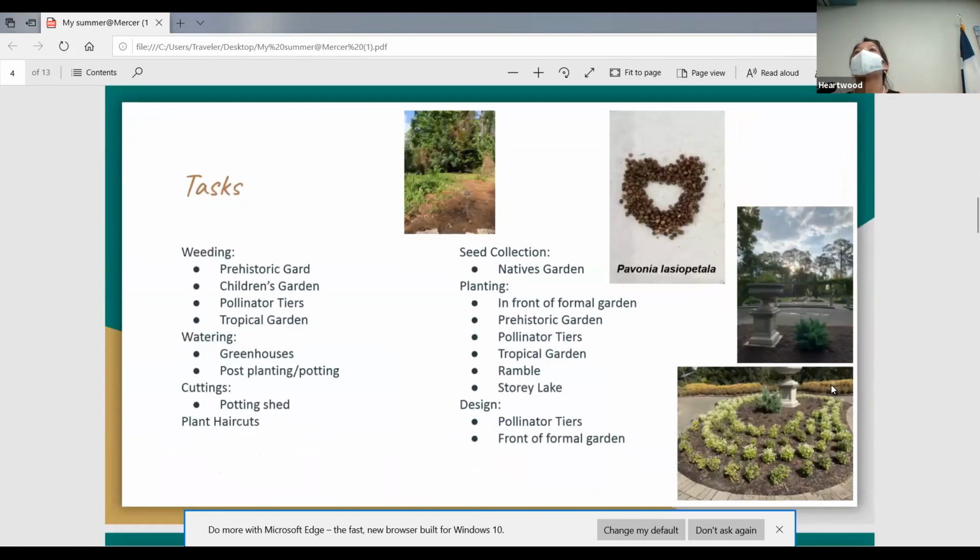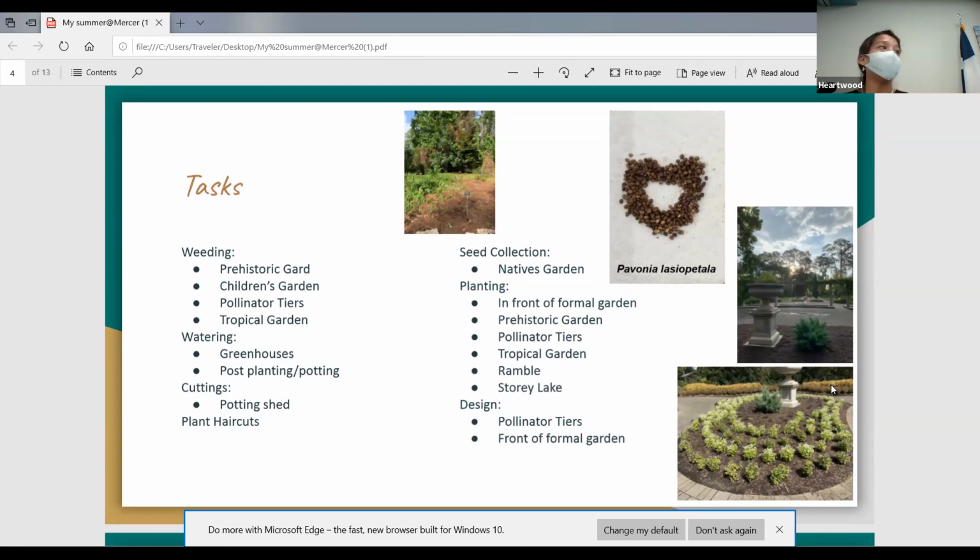Here's a general list of the tasks that were done either on a weekly or daily basis. I particularly liked being a plant barber for plants that needed some fresh cuts, as well as collecting seeds from the Pavonia lasiopetala in the natives garden.